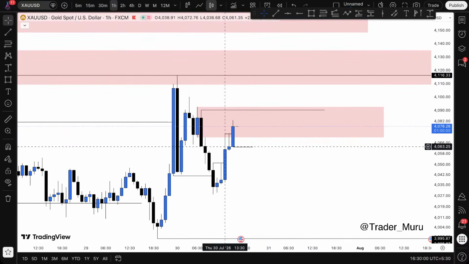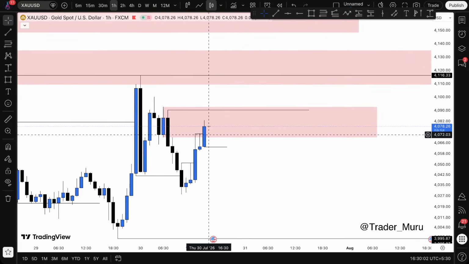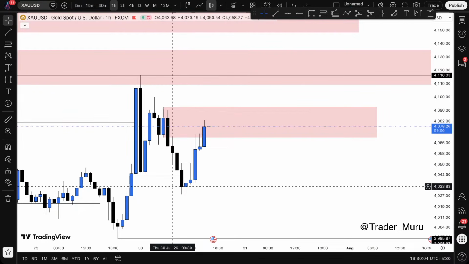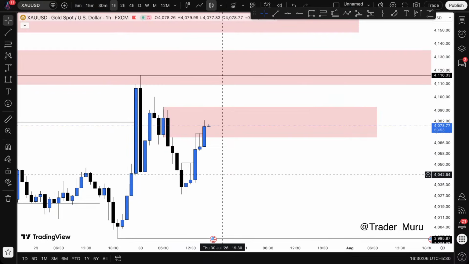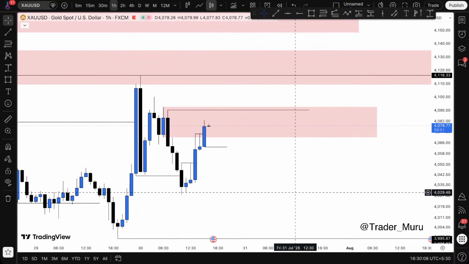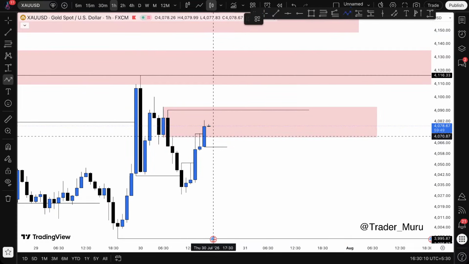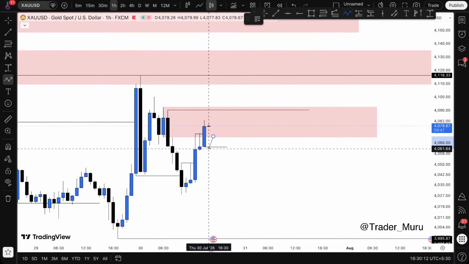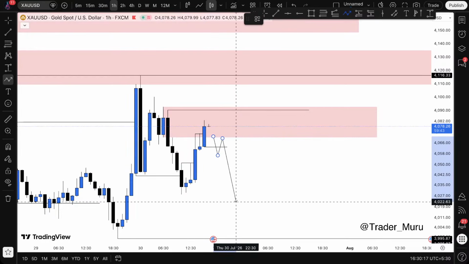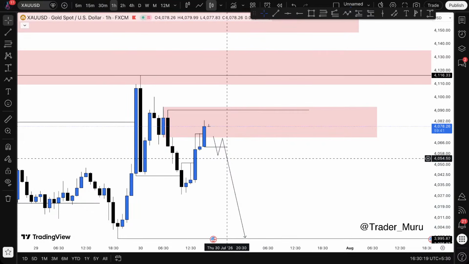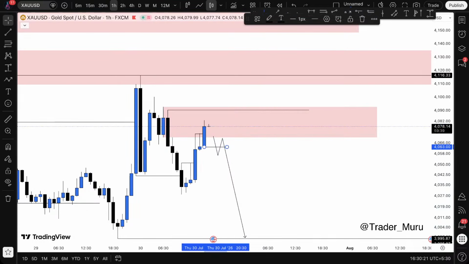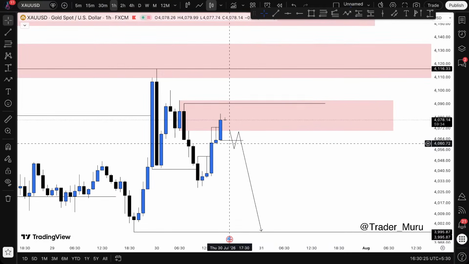Now we have a 1 hour candle closing above. We need this bullish momentum to break in the bearish side for a short entry. If we have a candle closing below this low and a retest, you can short. And the level price needs to break is 4063 on the 1 hour time frame.